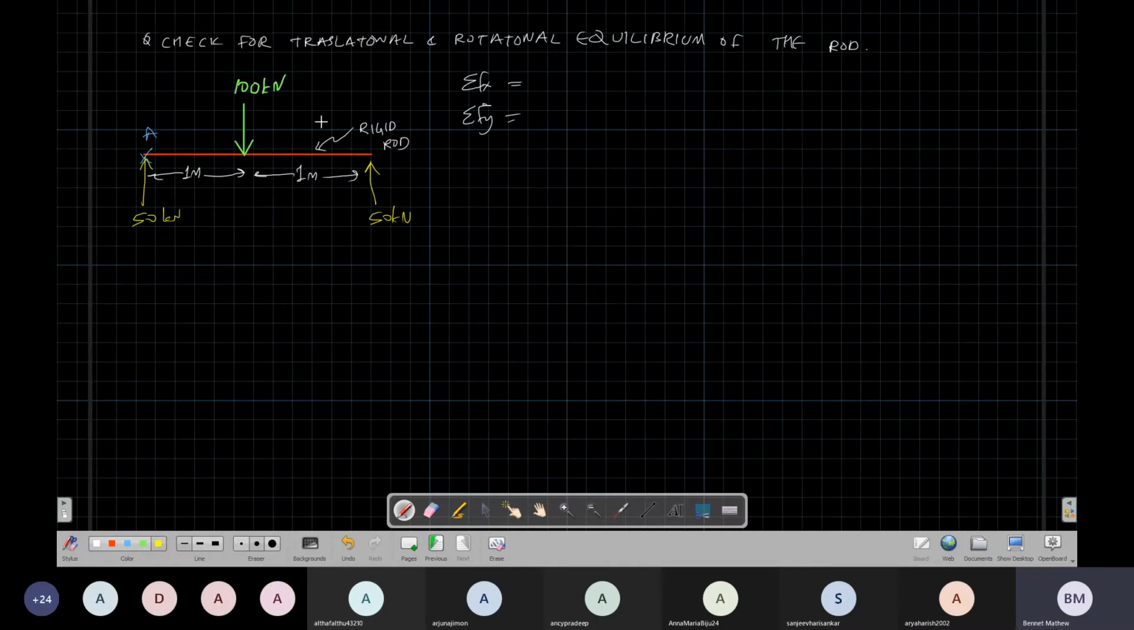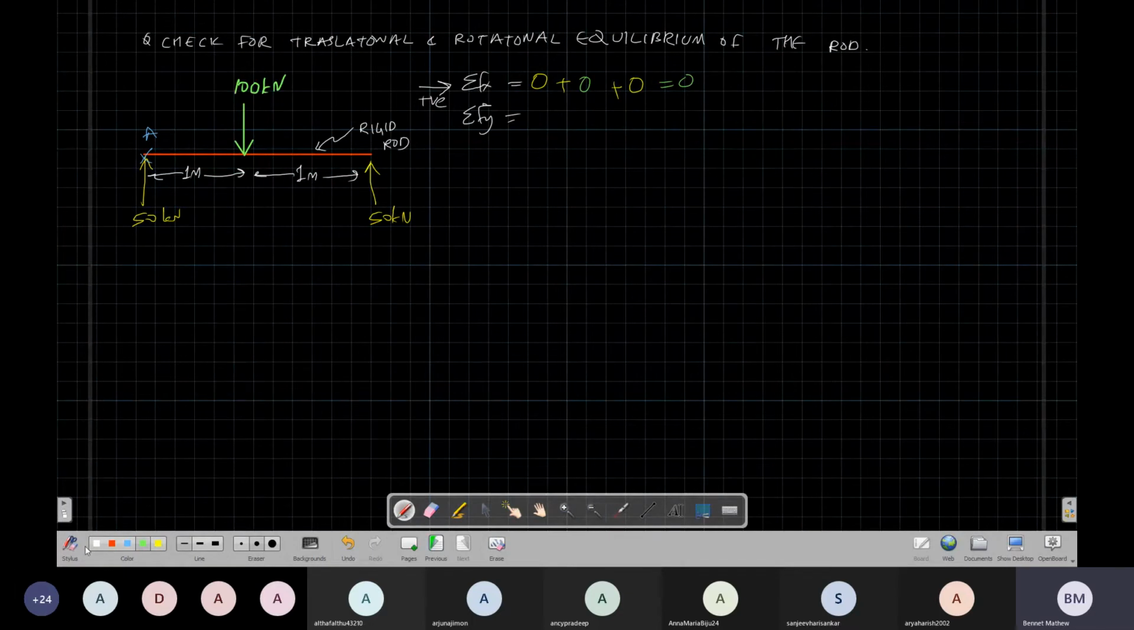Let's say we will take the summation of all the forces. Fx is the horizontal force, so I'll take the right force as positive. What is the right force here? There is 0. There is no x directional force. The total force in x direction is 0, so there is no force in x direction.